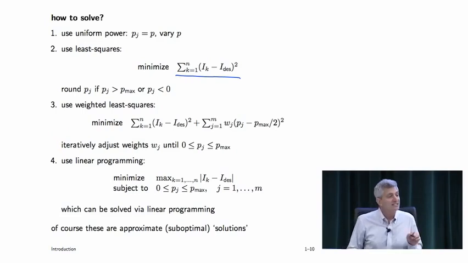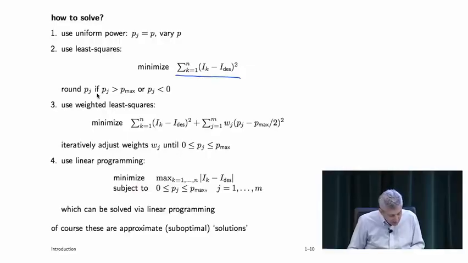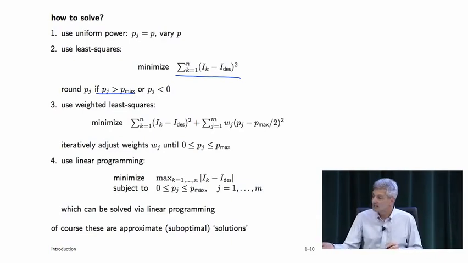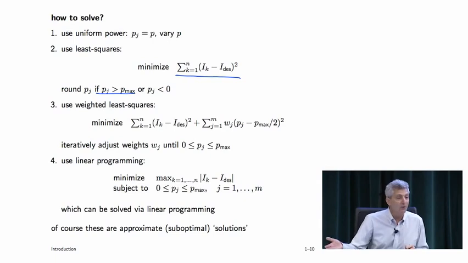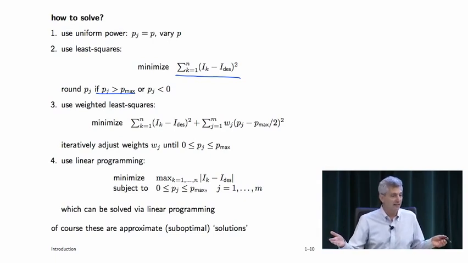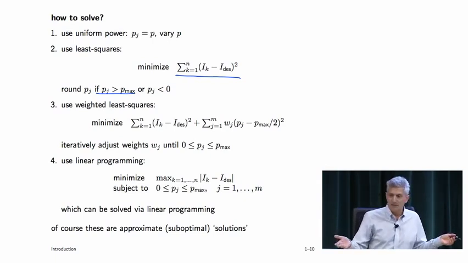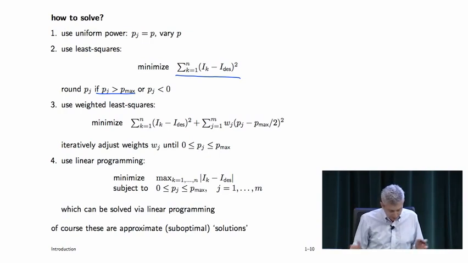Okay, so then you would go into some weird mode where you would do things like this. You'd say, okay, I'll do least squares and get some lamp powers. And then if the P that's being called for in least squares is negative, I'll clip it off. I'll make it zero. I'll turn that lamp off. And if P_j is bigger than my maximum allowed power, if my maximum allowed power is 10 kilowatts and it comes out as 20 kilowatts, I'll just clip it to 10. I'll do as much as I can, right? And if you're lucky, something like this might work.